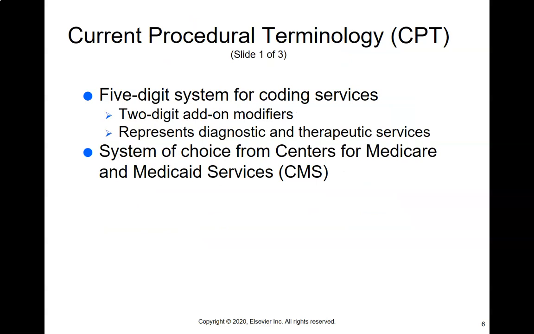Current Procedural Terminology, the CPT. The CPT is a 5-digit system for coding services. There are 2-digit add-on modifiers that are placed after the usual procedure code number to indicate a procedure or service has been altered by a specific circumstance. It represents the diagnostic and therapeutic services, and it's a system of choice from the Centers for Medicare and Medicaid Services, the CMS.